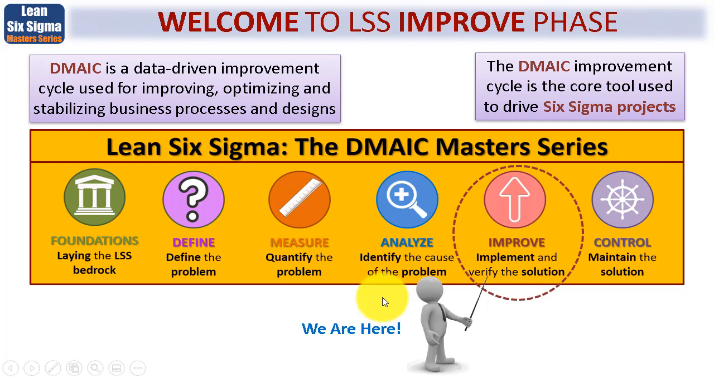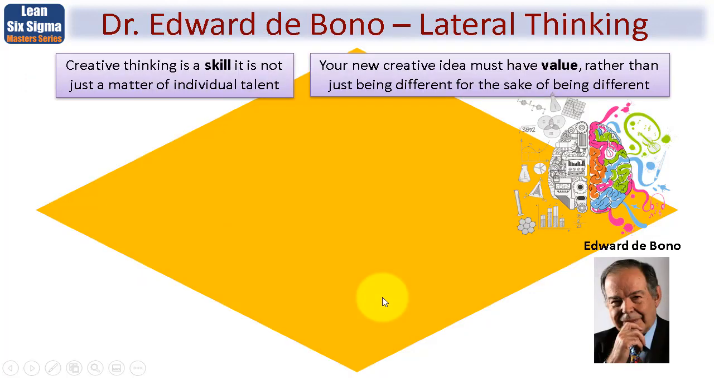So let's make a start in the Improve phase by looking at a very well-known gentleman, Dr. Edward de Bono, who hailed from Malta, and it was he who came up with the term lateral thinking. And you'll see exactly how that applies to the Improve phase. You see, creative thinking, to quote Dr. Edward de Bono, is a skill and is not, in fact, just a matter of individual talent. In other words, you can train and coach yourself to become better at creative thinking.